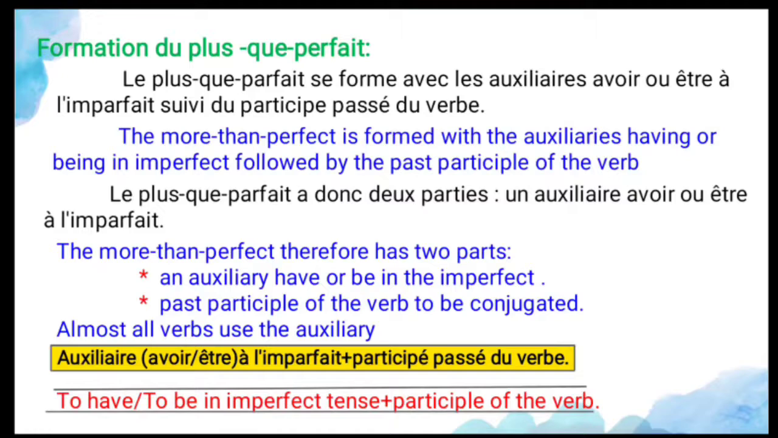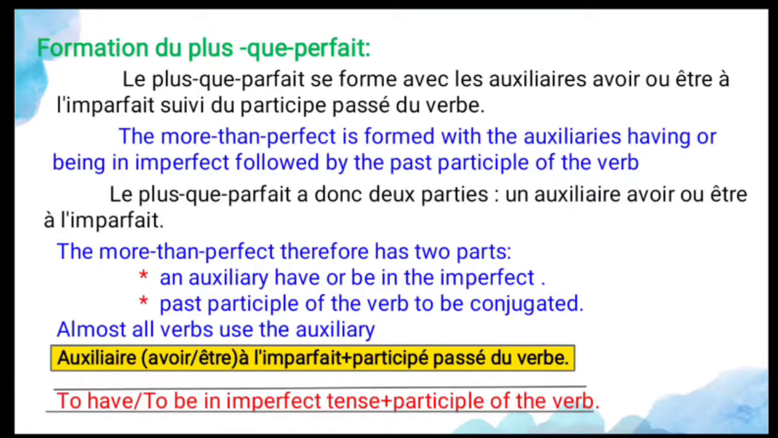And what is the formation for the plus-que-parfait? Let's see. Le plus-que-parfait se forme avec les auxiliaires avoir ou être à l'imparfait suivi du participe passé du verbe. So the pluperfect is formed with the auxiliary verb. Auxiliary verb means the two auxiliary verbs, être and avoir, that you have to conjugate in the imperfect tense, not in the present tense, followed by the past participle of the verb.